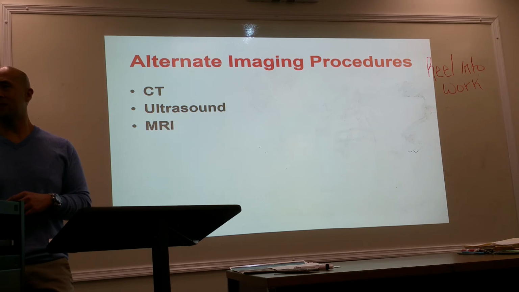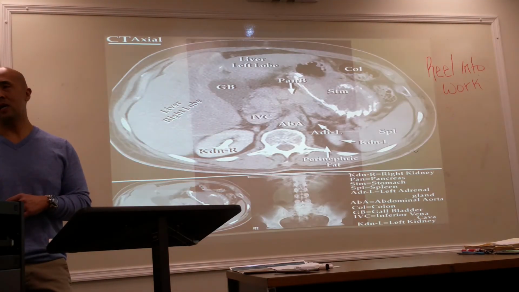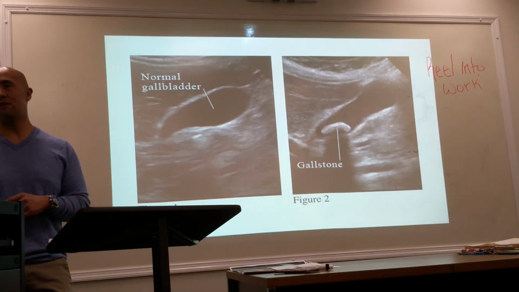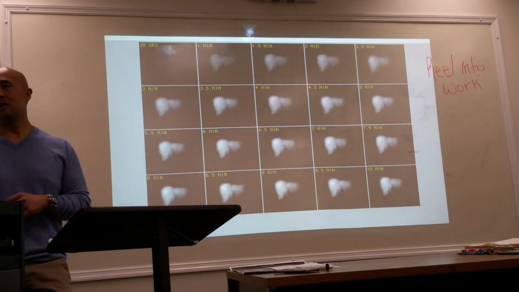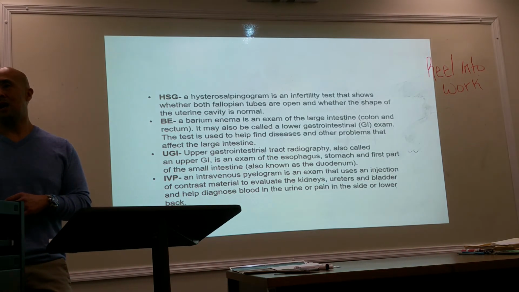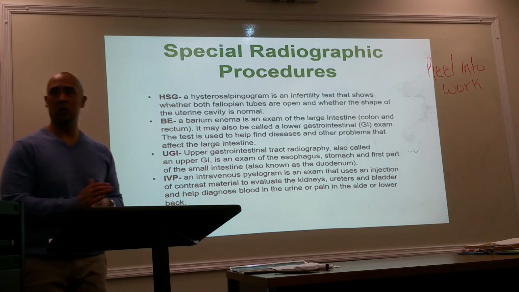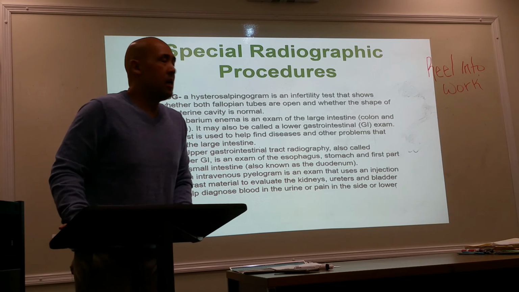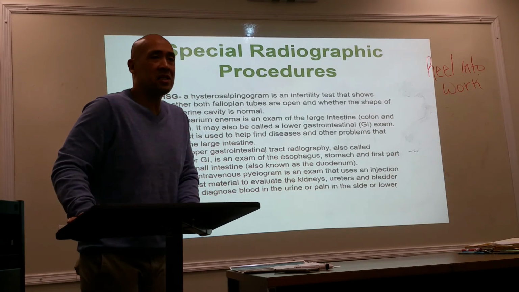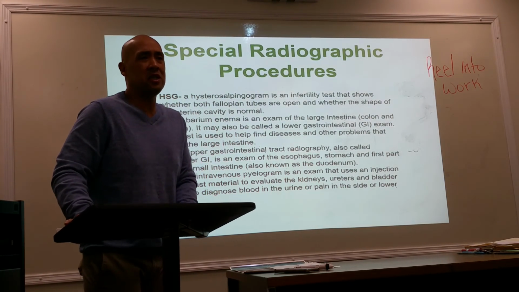Alternate imaging procedures for the abdomen include CT, ultrasound, MRI, and nuclear medicine. You can go through these images yourself. I'm not going to spend too much time on that. Some procedures that we will do of the abdomen include the acronyms in your slides.